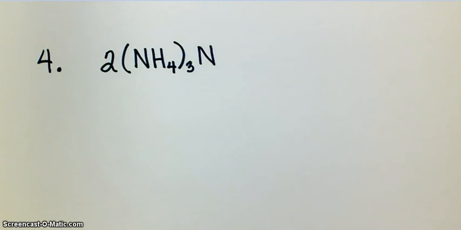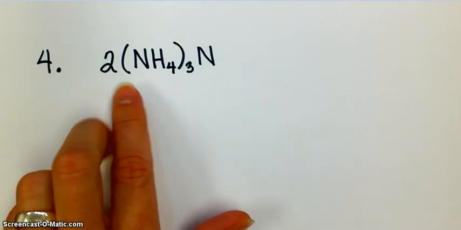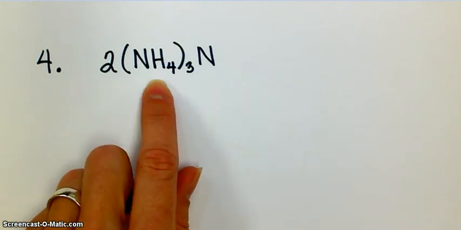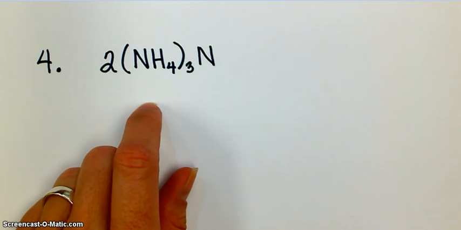Okay, we're skipping number 3. We're going to go to number 4. Number 4 is an interesting case. What's odd about this formula, in y'all's opinion? The coefficient that's supposed to be on the outside is inside.